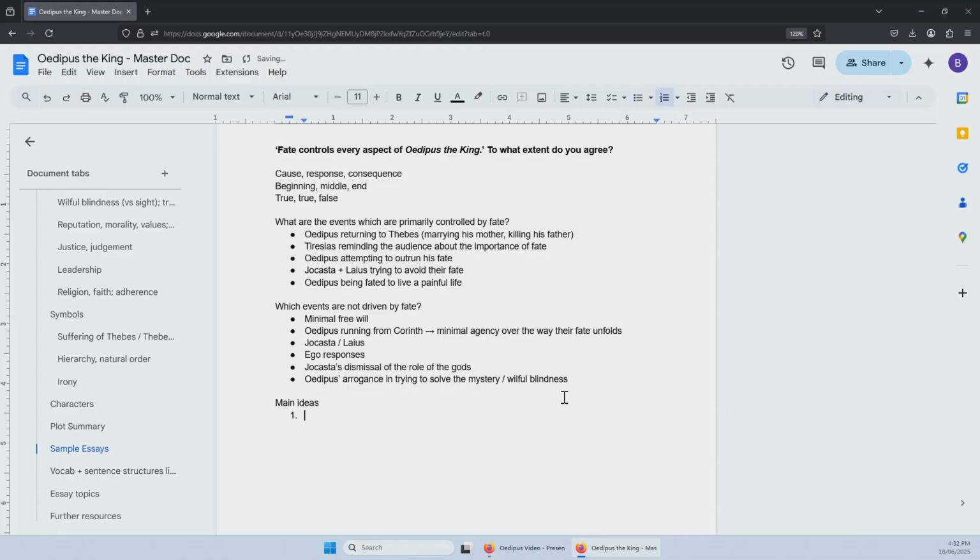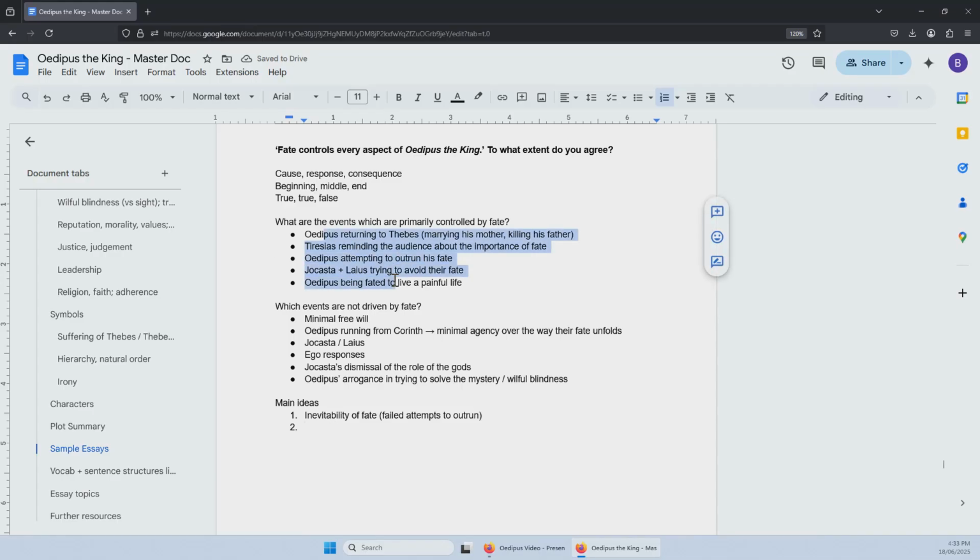The first main idea is the inevitability of fate. So people trying to outrun their fates, but ultimately failing. And we've even got a little idea here. So the inevitability of fate. This would be people attempting to outrun their fate, but ultimately failing at that and having to live out those fates. All right, so that's inevitability of fate.